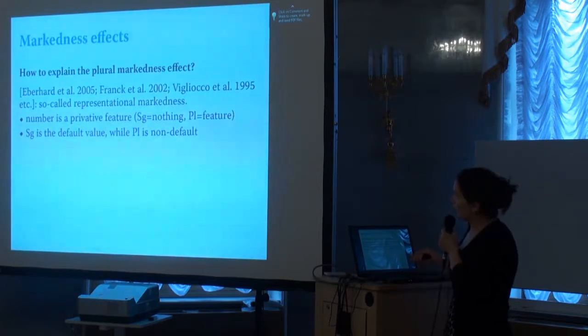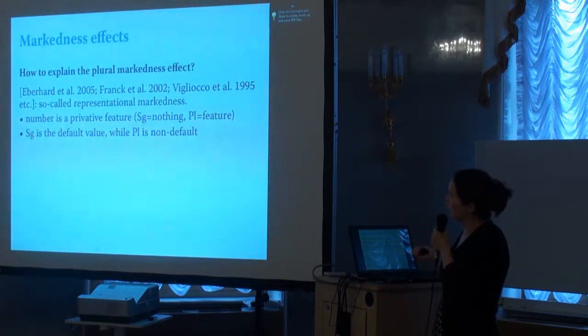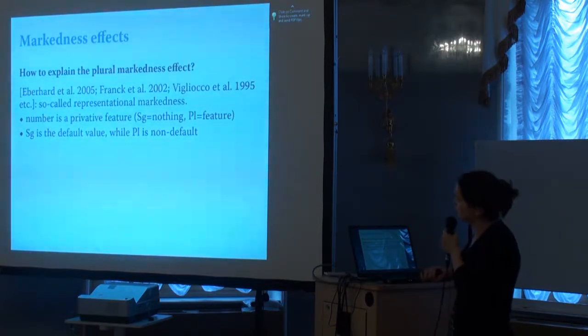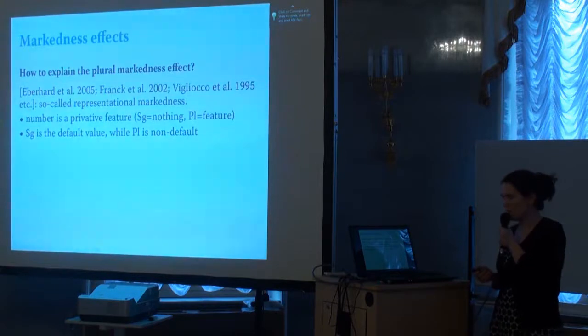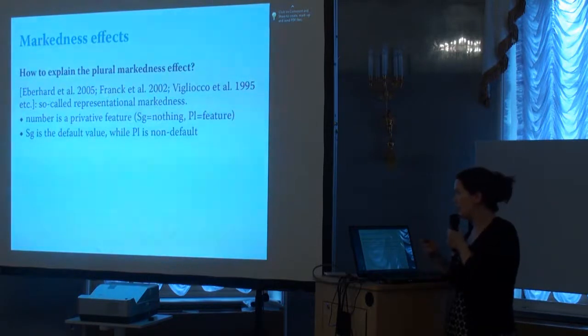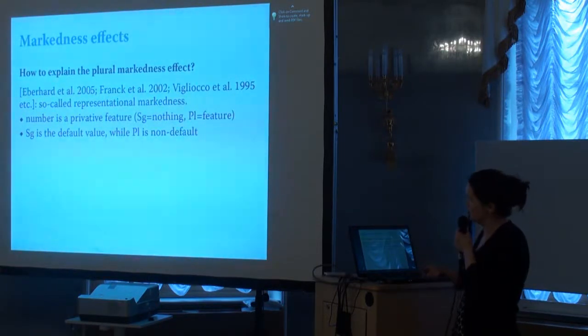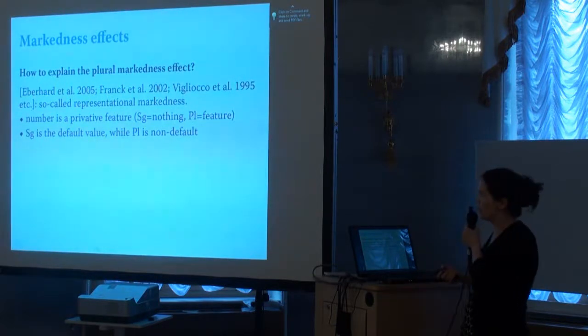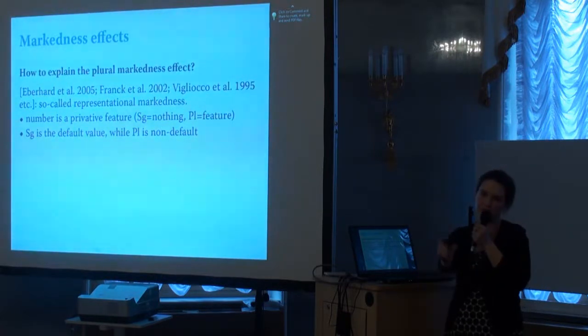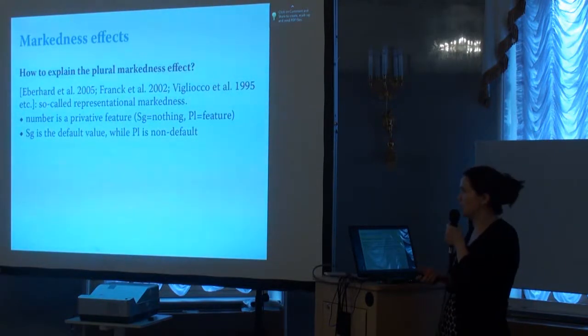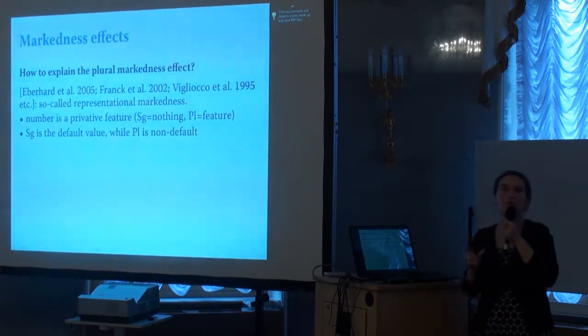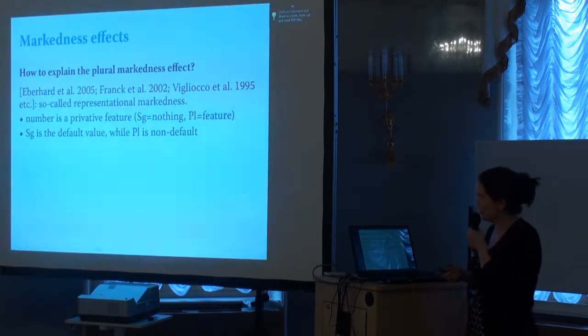So to get some background for the first study that I am going to report on, let's come back to the markedness effects. As I mentioned in the beginning, if you look at the plural markedness effect, most authors tend to explain it by what's called representational markedness. Meaning that either number is a privative feature, singular is nothing and plural is something that you put on the noun, or they do it in a slightly different way, saying that singular is the default value of the number feature and plural is the non-default value.